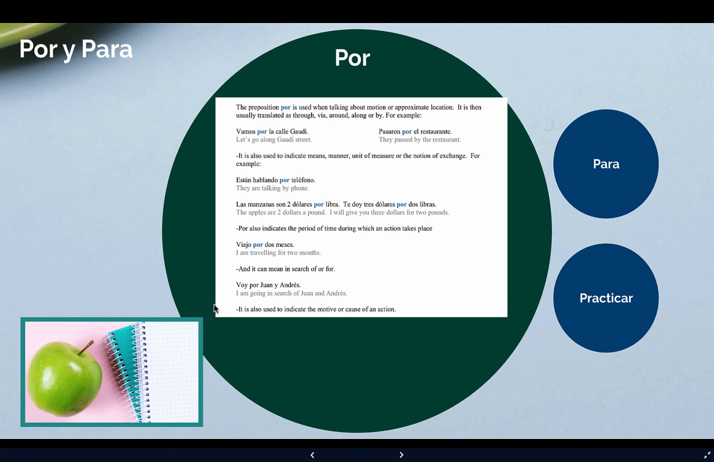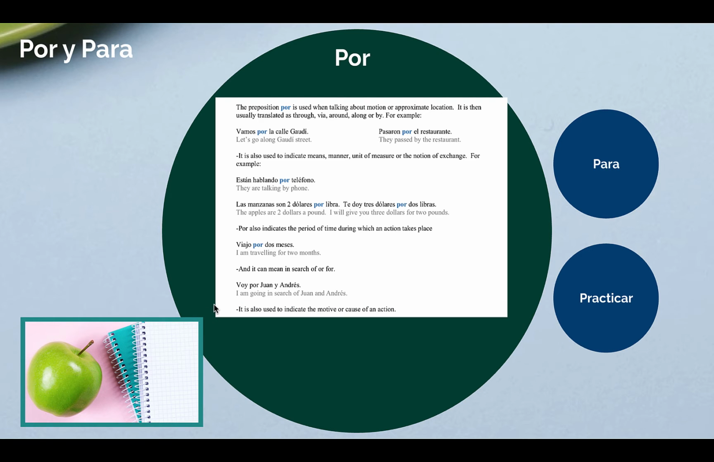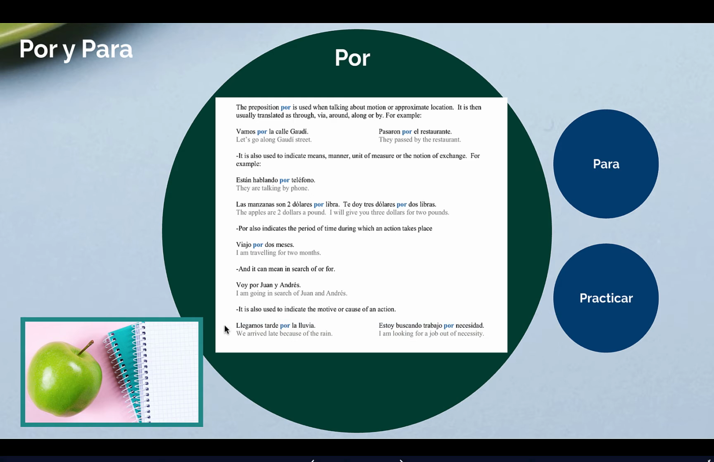It is also used to indicate the motive or cause of an action. Llegamos tarde por la lluvia. Estoy buscando trabajo por necesidad. Great. Now let's review para.